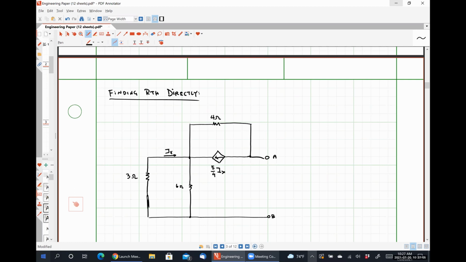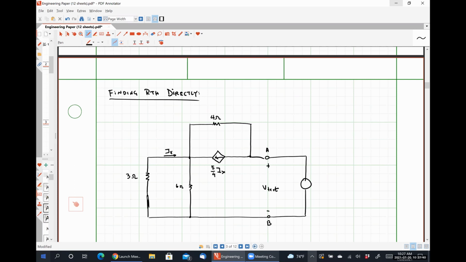All right. Now, because this network contains a dependent source, we can't simply look in through these terminals and find the equivalent resistance. Instead, we will have to apply what's called the test source method. In the test source method, I apply a test source to our circuit. I don't know yet whether it will be a voltage source or a current source. We'll talk about that in a second.